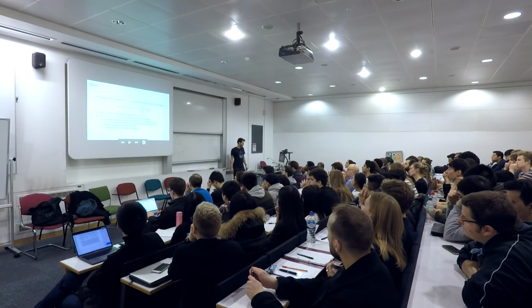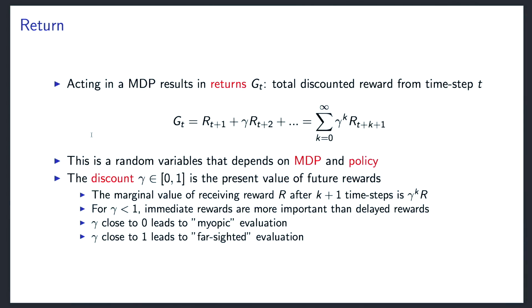So in the first lecture we talked about returns a little bit, and acting in the Markov decision process will in general result in returns, which is the total discounted reward from each time step onwards. And this is a random variable. All of the rewards can be random because the state transitions can be random, because the rewards themselves can be random, and because your policy can be stochastic, and therefore the actions can be random. So it depends in general on the MDP, on the dynamics thereof, and on your policy. And the discount factor, as mentioned, is an important part of this return. It basically defines the return along with the reward function.